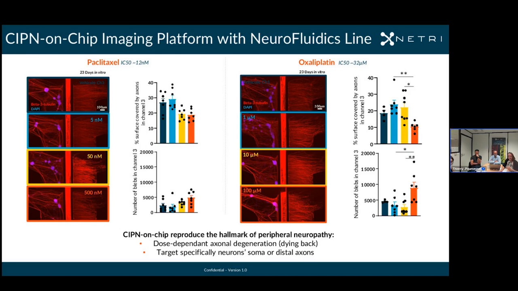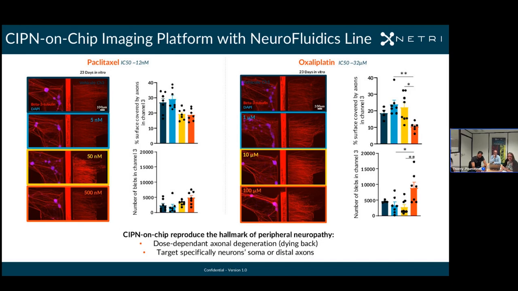What we were able to show is that for both compounds, but at different concentrations, there is a dose response of degeneration. We quantify this by looking at the surface covered by the axon or by the number of axonal debris in channel 3. So for both, we quantify only the axon in channel 3. We just wanted the axonal impact and to try to reproduce the dying back that is seen in CIPN.